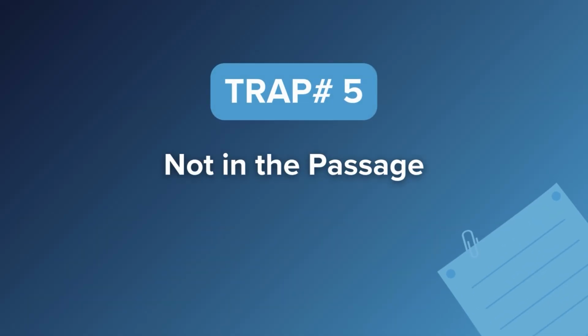The final verbal wrong answer trap is the answer choice that's not in the passage. In the previous wrong answer choice, we brought information from the wrong part of the passage. In this answer choice, we bring information that isn't in the passage at all. Now, like the opposite answer choice, this seems like it should be obvious and easy to avoid, but like the opposite answer choice, it's trickier than you'd think.